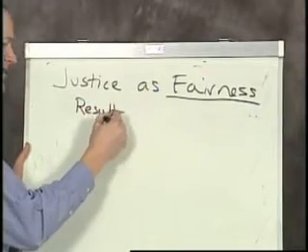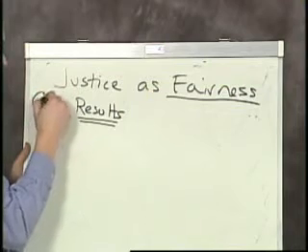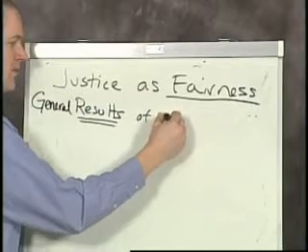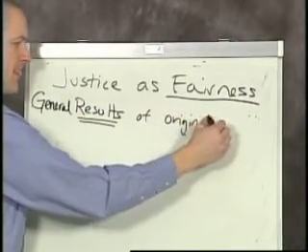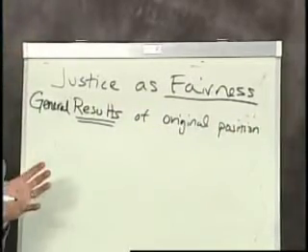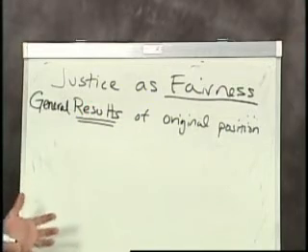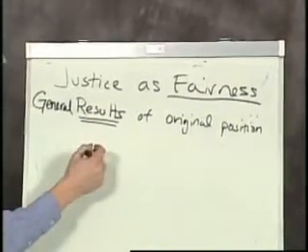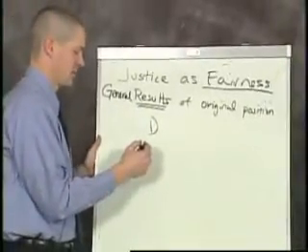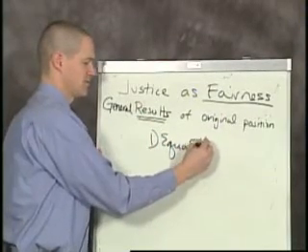Rawls claims that there will be two general results of the original position. That is, if we think of the relationship of consent to government, and we ask ourselves, what could we consent to as citizens of a particular situation, a particular government? We would have two rules.